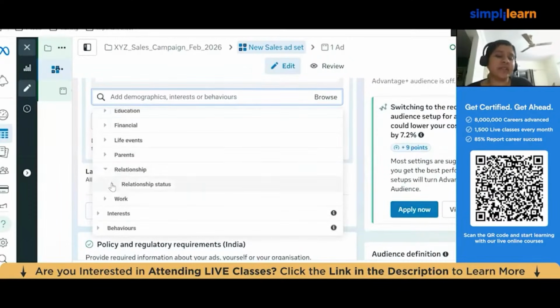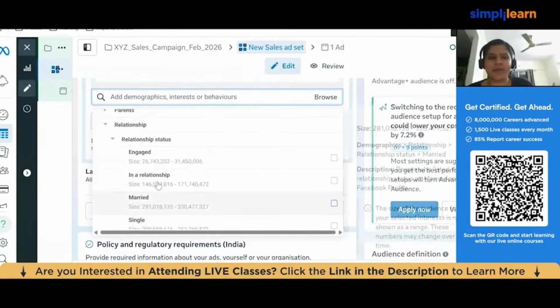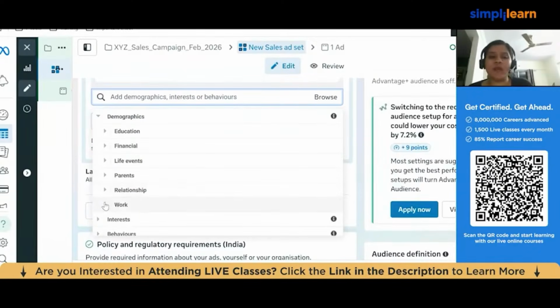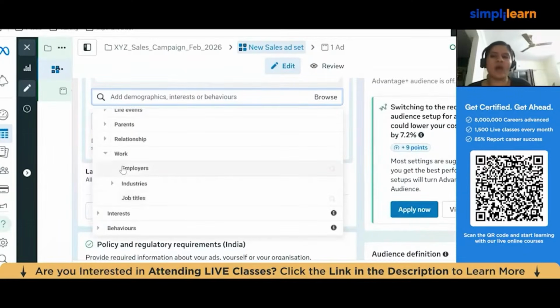Does your relationship status make you a premium audience? I don't think so, right? Then you have work. So work, now you guys tell me, in work what should I choose. There are three options in work. You can target people based on which company they are working with, which industry they are working in, and their job title. What do you think, out of these three, which one will get you a quality premium audience, guys?